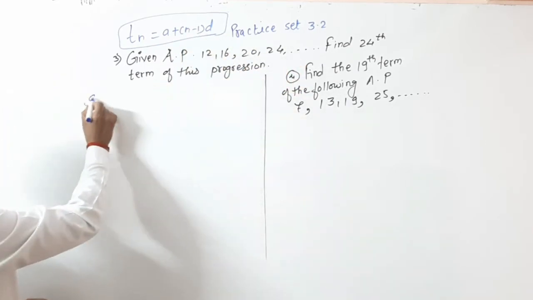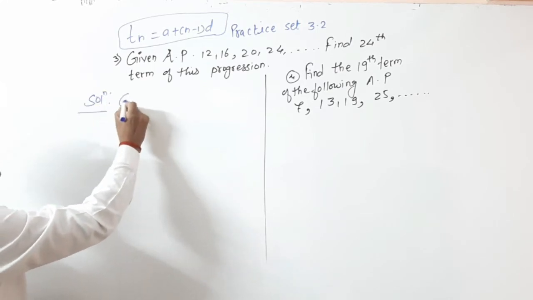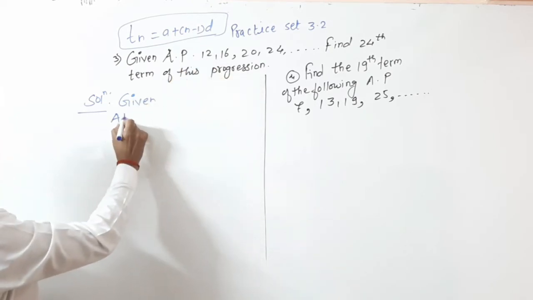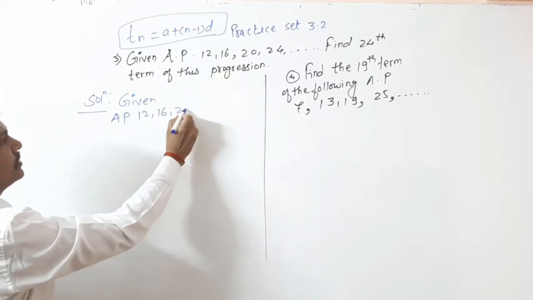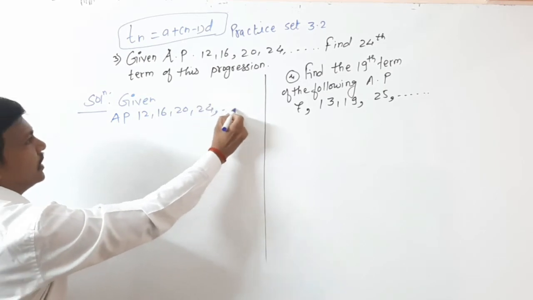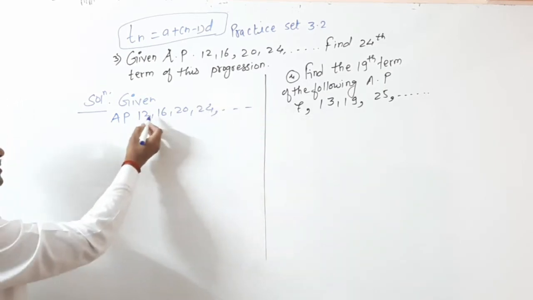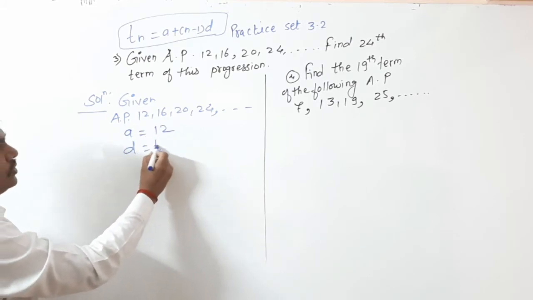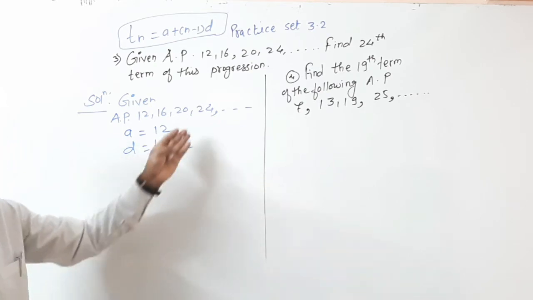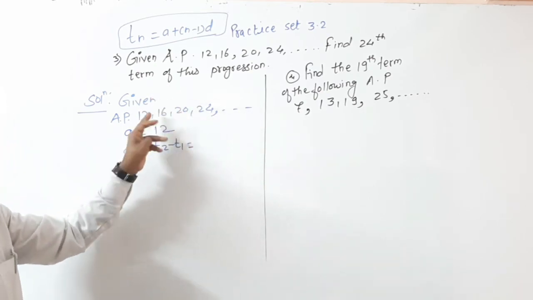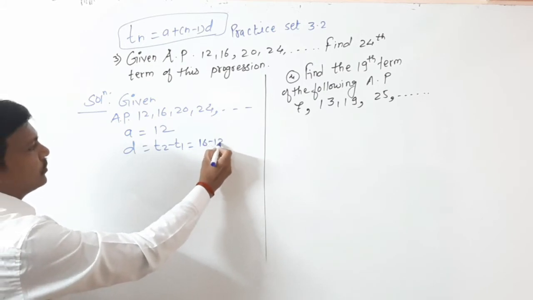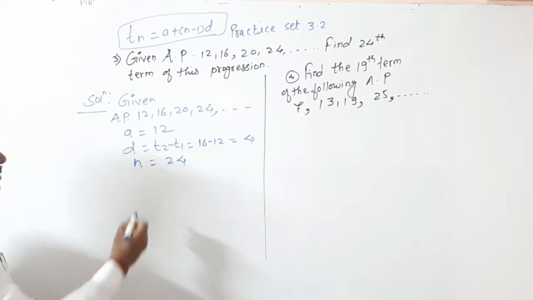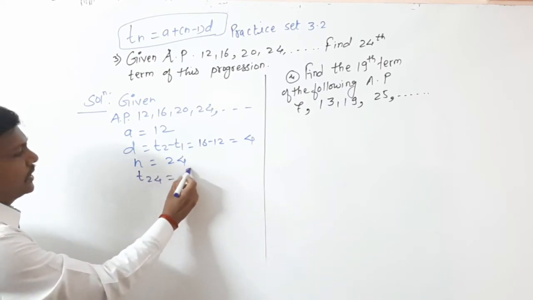So here first we write given. So given AP is 12, 16, 20, 24 and so on. So from this AP, here A is 12, then D, that is T2 minus T1 or the difference between any two consecutive terms. So 16 minus 12 that is 4, n equal to 24, and to find T24, that is question mark.